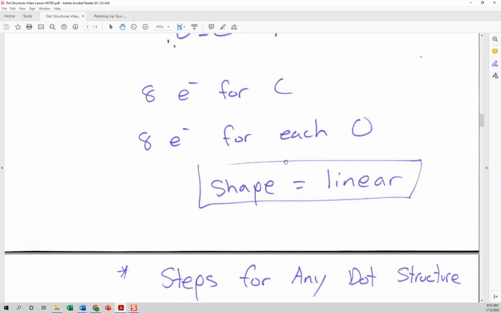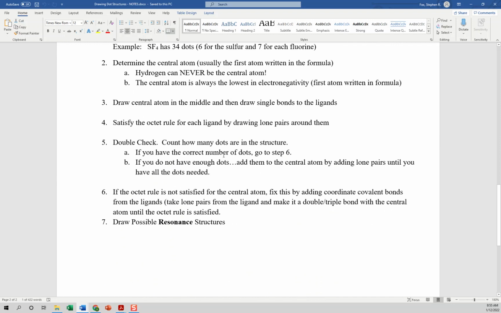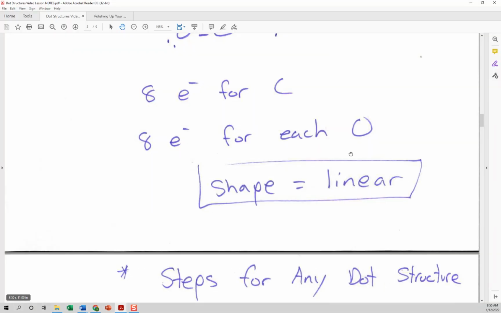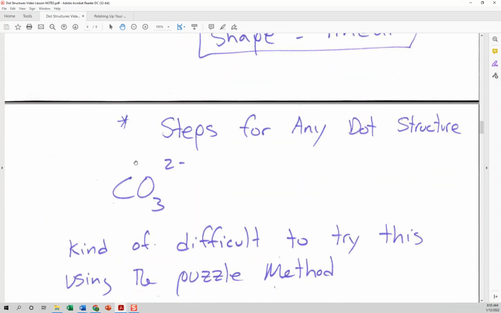You can try the puzzle piece method if you're asked to draw dot structures, but if it starts to get confusing and you're not sure how it's going to connect, then follow these steps. Okay, so again, the steps are listed here, and I'm going to go through a couple of examples. All right, so we're going to follow these steps. So let's look at the carbonate ion. So what if you were asked to draw the dot structure of a carbonate ion?